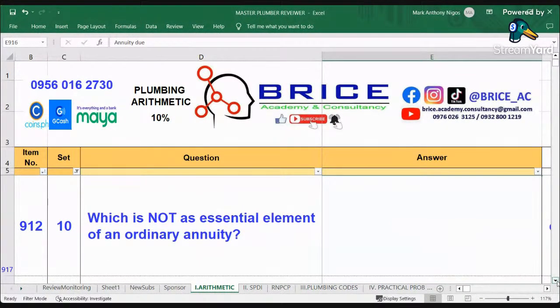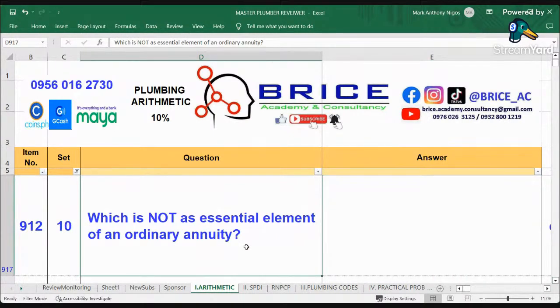912. Which is not an essential element of an ordinary annuity?